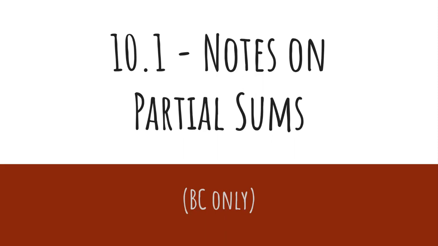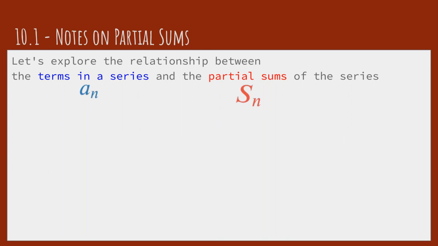In another video, I talked about partial sums and how we're going to use them to find infinite sums, or sums of infinite series. So I want to talk more specifically about partial sums and their relationship to the terms in the series. Just a refresher: when we say a sub n, or this might be b sub n or something like that, we're talking about a sum where the individual terms are represented by this a sub n. This is representing the individual terms that we're adding together.